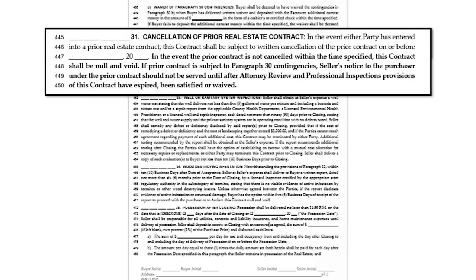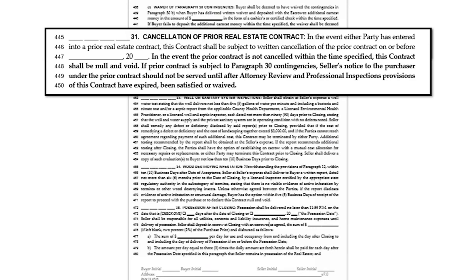paragraph 31. This is the paragraph that the second buyer agent would use to try to bump out the first contract. And anytime you want to be a backup contract, you could use this as well. So it says that in the event either party has entered into a prior real estate contract, this contract shall be subject to written cancellation of the prior contract on or before.